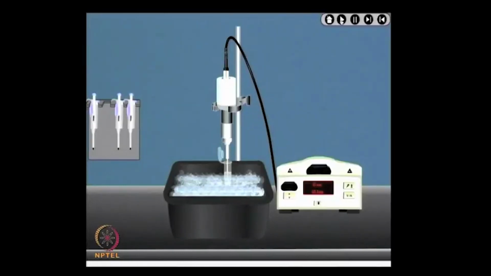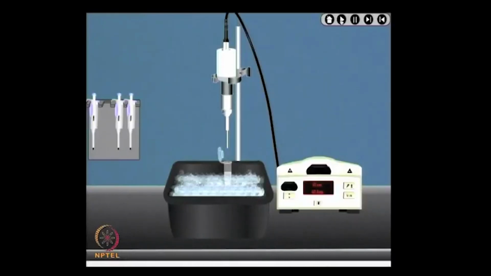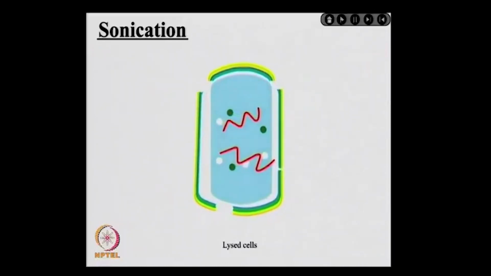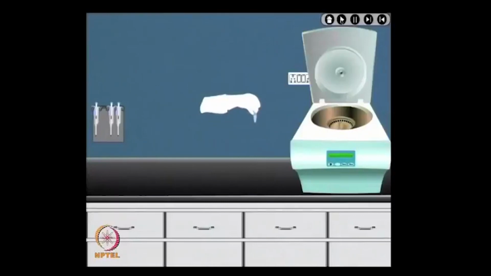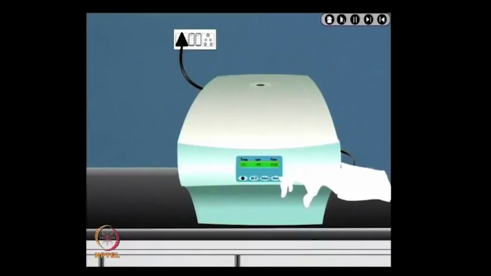Sonication can be performed by using a sonicator for 6 cycles of 5-second pulse with 30-second gap in between at 20% amplitude. Sonication involves the use of high energy sound waves that are capable of breaking open the outer membrane of the cells. Cell debris and unbroken cells can be separated by the centrifugation step.